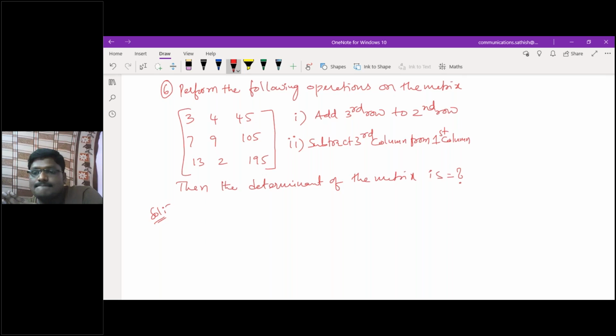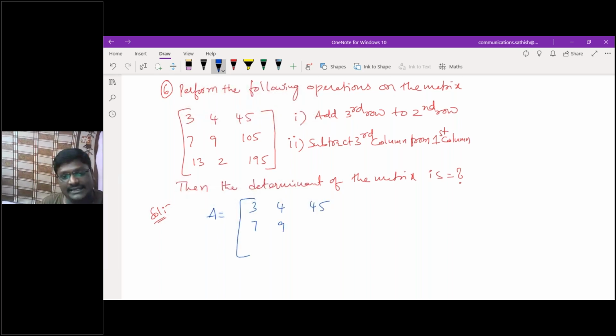Please listen. Don't do the operations. See, they have given the matrix capital A, which is 3, 4, 45, 7, 9, 105, 13, 2, 195. This is the matrix they had given. And they asked that the first operation will be what? Add the third row to the second row.